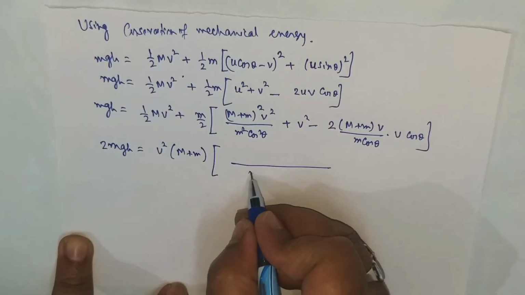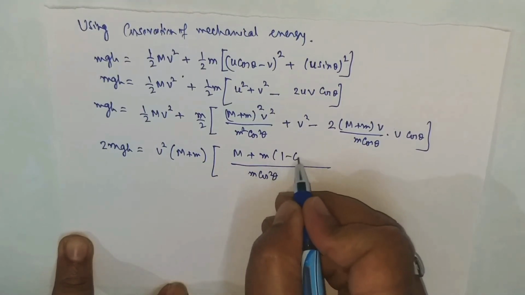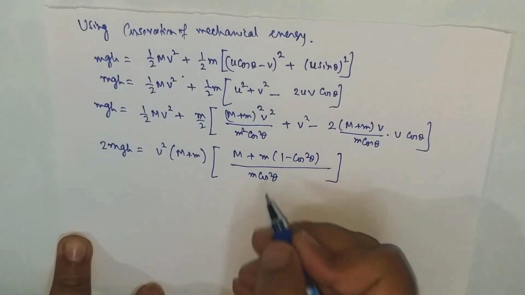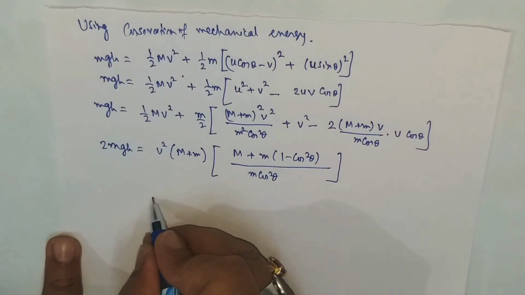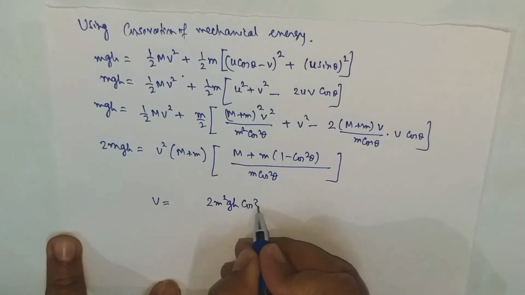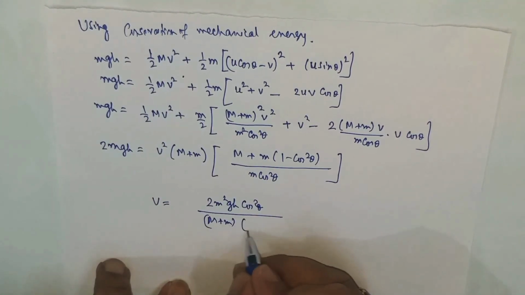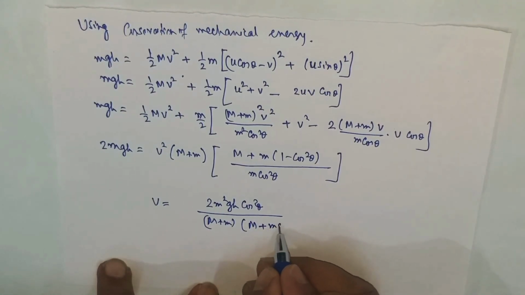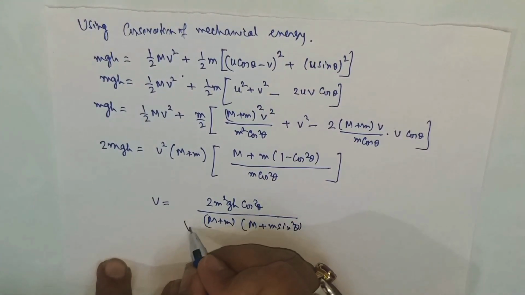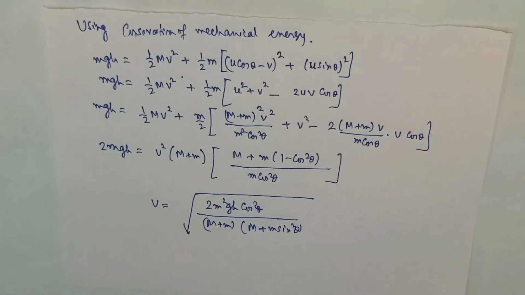So we have small m cos square theta in the denominator, capital M plus small m times 1 minus cos square theta, which becomes sine square theta. After rearranging the terms, v square will be equal to 2 m square gh cos square theta, after cross multiplying, divided by M plus m, and within another bracket it is capital M plus small m sine square theta. This was v square, so v is equal to this. This is the expression for the speed of the wedge the moment the small particle reaches very near the bottom of the wedge.